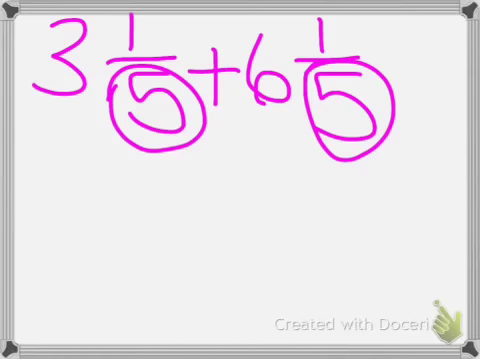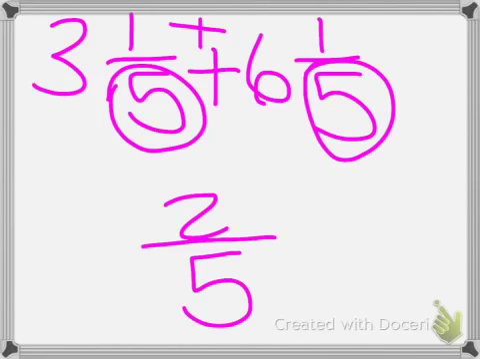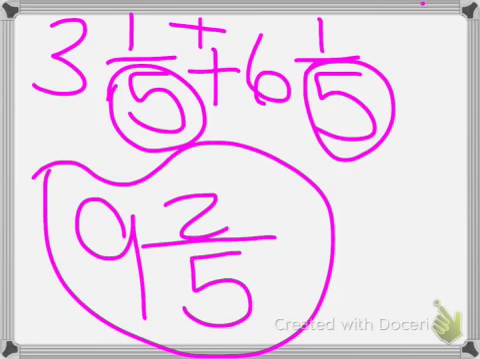So we are going to keep the denominator the same, so it would be 5. The denominator is the bottom number. Next, we're going to add the numerator, which is the top numbers, and that would equal 2 because 1 plus 1 equals 2. Finally, we are going to add the whole numbers. 3 plus 6 equals 9, so our answer is 9 2/5, and you cannot simplify.